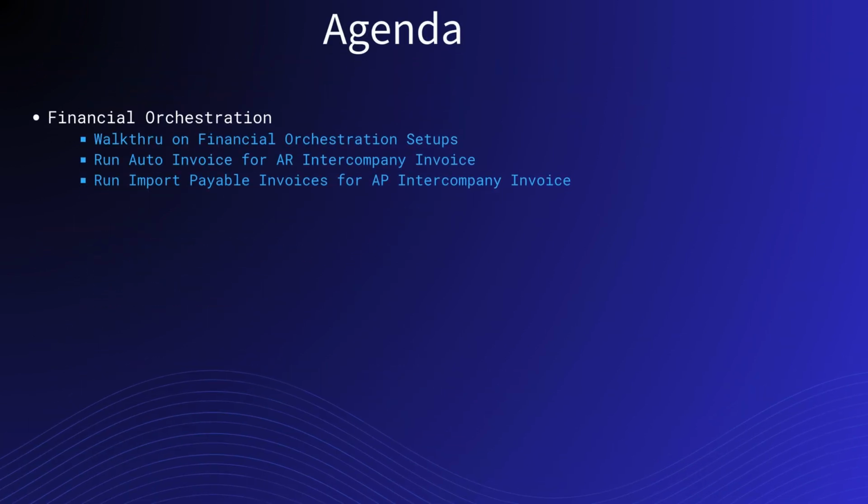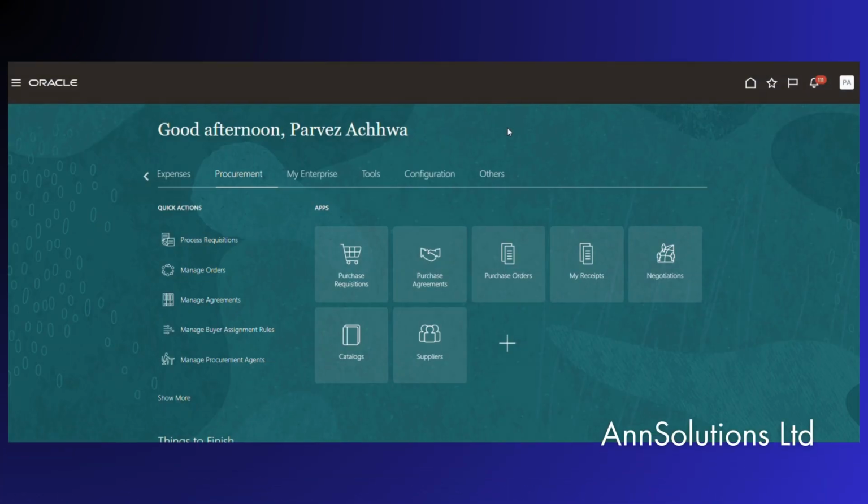Last but not the least, we will walk through some of the financial orchestration setups. We'll run auto invoice to generate the AR intercompany invoice. We will run import payables invoice for the AP intercompany invoice. Let's log into Oracle Fusion and create a transfer order through self-service procurement.